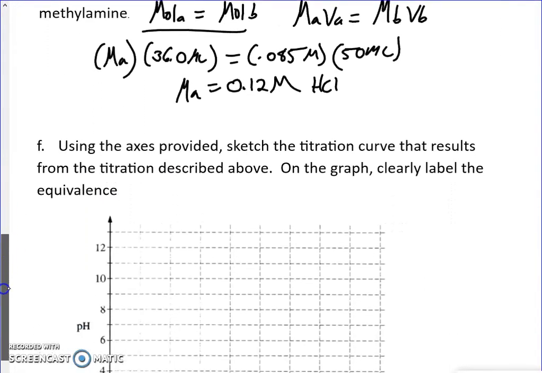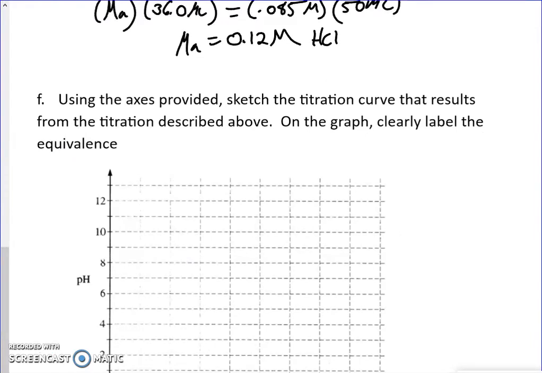Using the axis provided, sketch the titration curve. Uh-oh, we got a titration curve we got to draw, just like on your lab. That results from the titration described above on the graph. Clearly label the equivalence point.